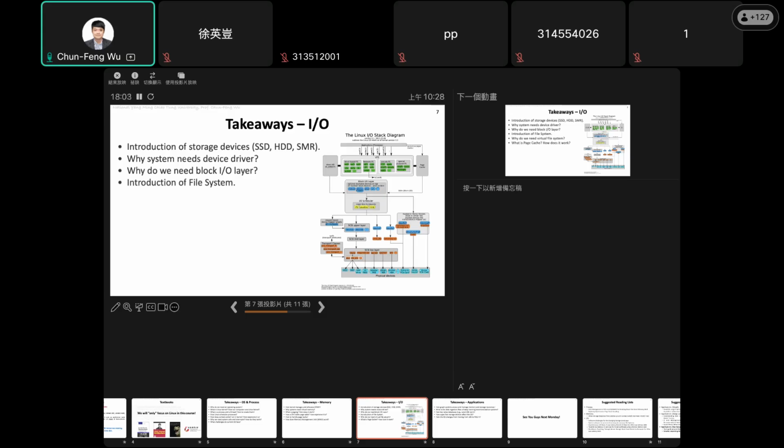We'll talk about the log-structured file system, to give you a more concrete example of how a file system works. And why do we need a virtual file system? What is the page cache and how does it work? If you have already taken the memory and storage systems course, this part will highly overlap with that course. Okay.